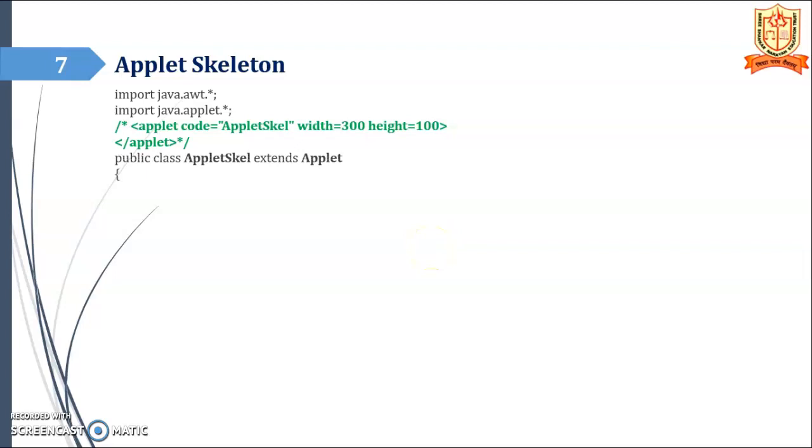So starting with the class applet skill that extends your applet class. The first method is the init, which is called first, and generally we have different code which is used for initialization. So when the applet starts, the initial things that you require should be placed here.